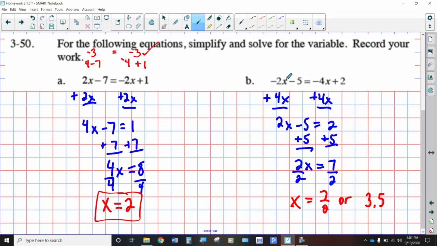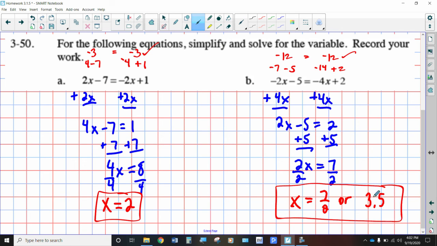Sometimes it's a little bit harder to do the check. That's not that bad. 2 times 3.5 is 7, so that becomes -7 minus 5, which is -7 plus -5, which is -12. And on the right side, -4 times 3.5 ends up being -14, and -14 plus 2 is also equal to -12. So we can feel confident about writing our answer either as 3.5 or 7/2.